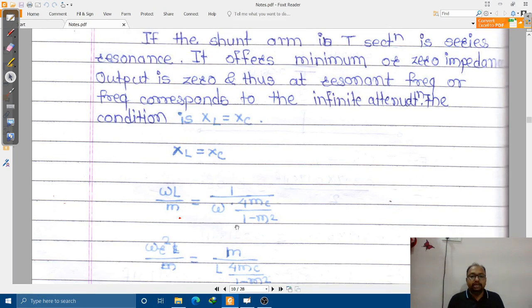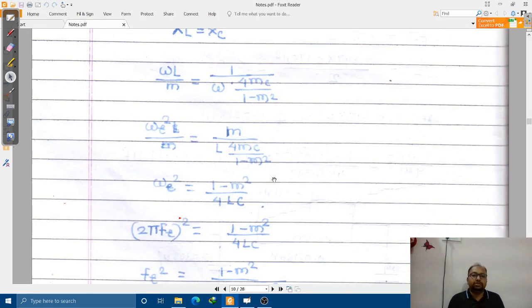4m into C divided by 1 minus M square. Now this 1 minus M square will appear in the numerator. Let us check that. Okay, so let us take the omega r on the one side. So this is nothing but your omega r.